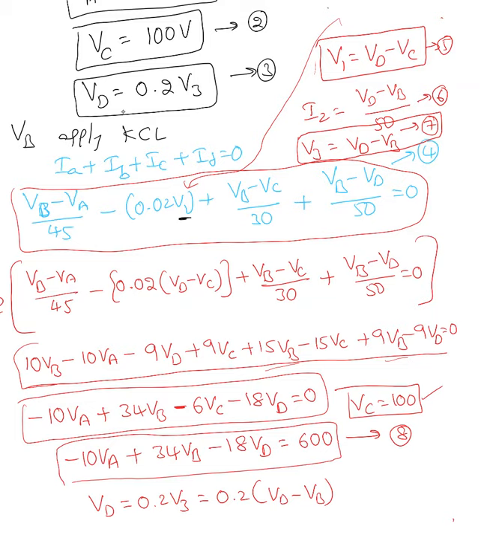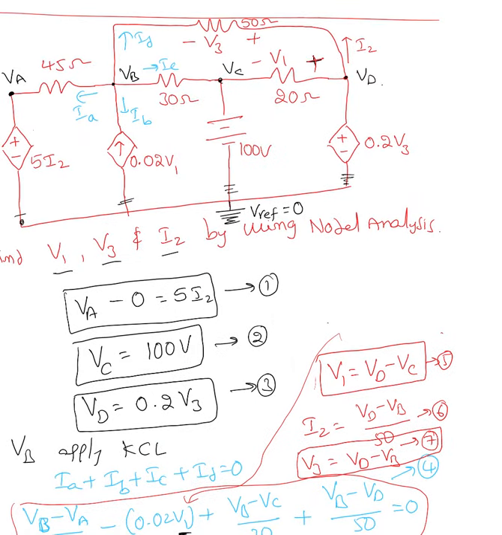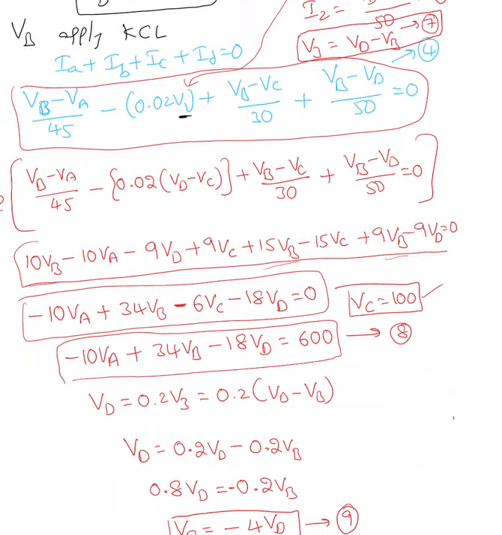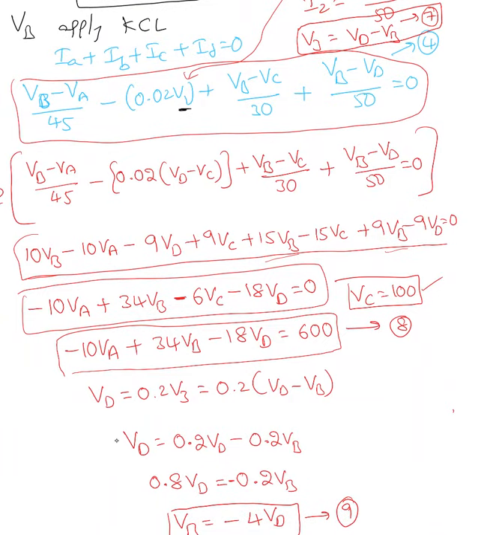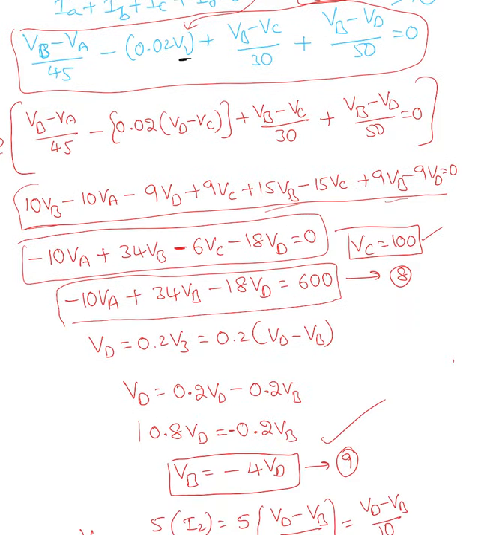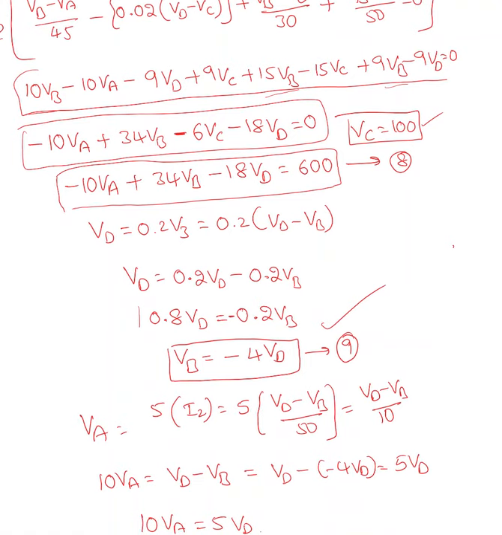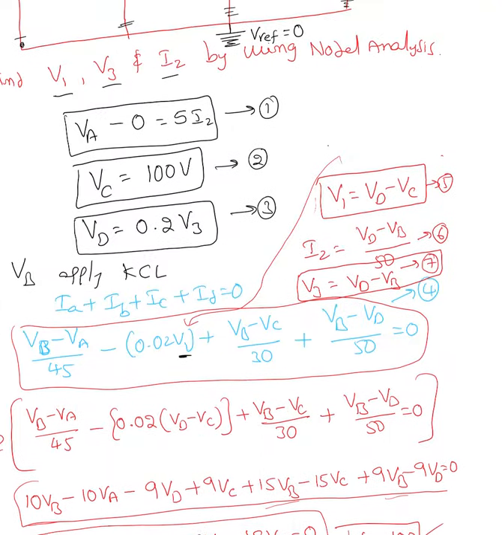Now here I have an equation, VD equal to 0.2 V3, but at the same time V3 equal to VD minus VB, because in the given circuit here is VD, here is VB. So VD minus VB must be equal to V3. I substituted that equation and ended up with the relation between VD and VB: VB equal to minus 4 VD. Again, VA equal to 5 I2, that's the first equation we solved.